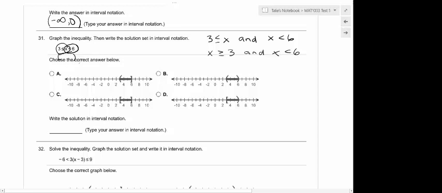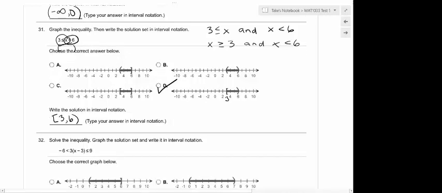So that's what you want to look for, a bracket at 3, a parenthesis at 6, and then they're connected in the middle. So which answer choice would that be? D. D. Very good. And then these are actually nice to write in interval notation because you can basically borrow it right from the graph, right? So this was a 3 with a bracket and a 6 with a parenthesis, and that is your answer. So bracket 3, 6, parenthesis. So basically you're just grabbing the information right from the graph.